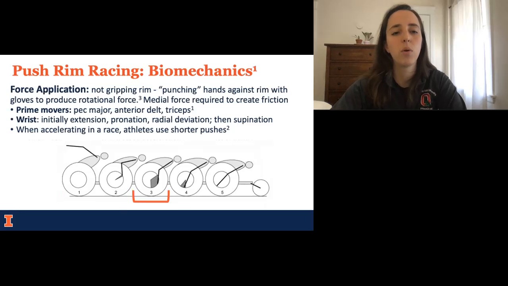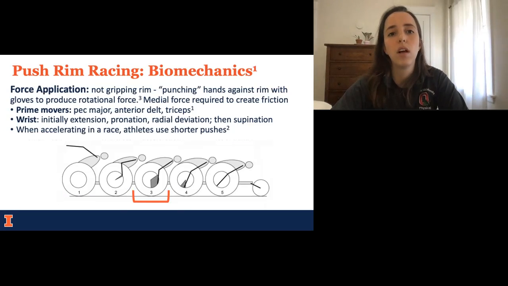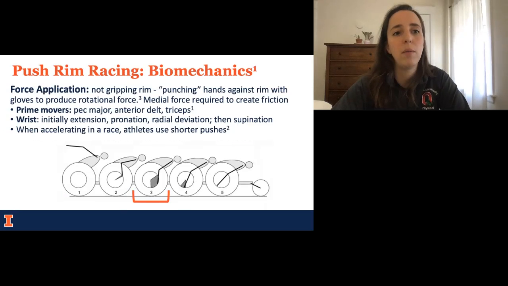So we'll move on to the force application phase. During this phase, like you saw Chelsea doing before, you're not actually gripping the ring, the hand ring. You're more so punching your hands against the ring with gloves to produce a rotational force. And so you need a little bit of a medial force to create that friction between your gloves and the hand ring in order to move the ring forward. So the prime movers here are going to be your pec major, anterior delt, and triceps.